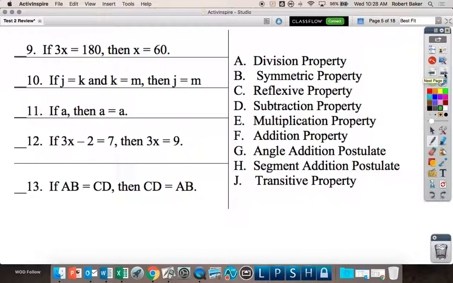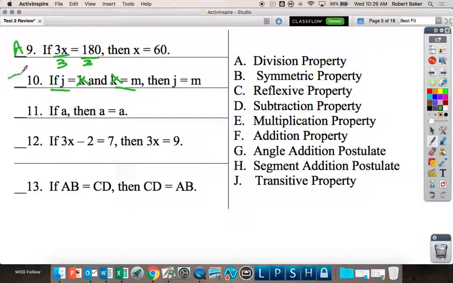Here's when we get into that reasoning, like the logic part. This is some geometry reasoning, so it's just kind of match them up. It says if 3x equals 180, why does x equal 60? What property will allow you to get, that's divide both sides by 3. And that is the division property, which is letter A. If J equals K and K equals M, then J equals M. That's the transitive property. So if it's repeated, it's deleted. That's how I get this statement right here. That is the transitive property.